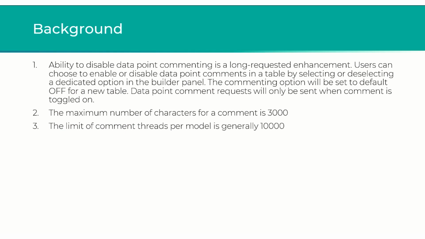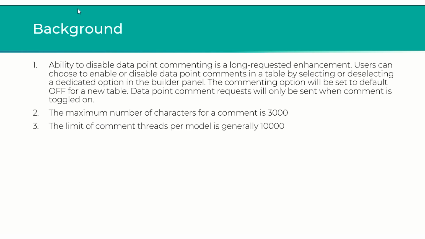Data point commenting is an enhancement which has been long requested. To enable or disable this, we do this from the builder panel. The default state of this feature is off. While on the context of commenting, it's worthwhile to know that the maximum number of characters for a comment is 3000, and the limit of comments per thread per model is generally around 10,000.